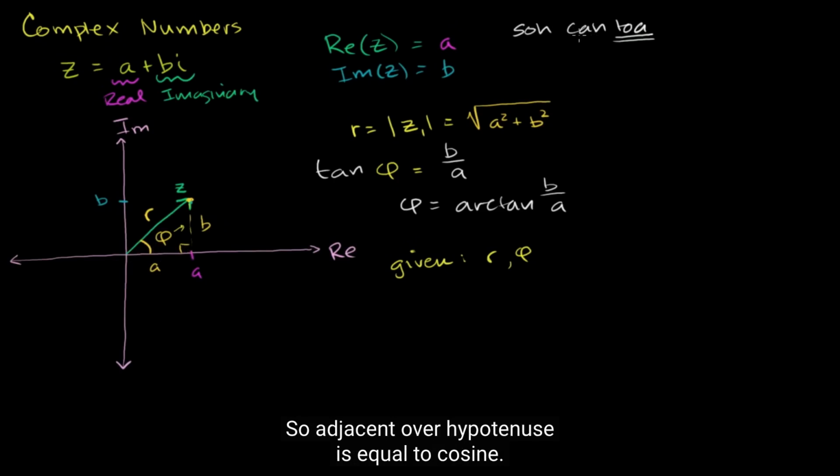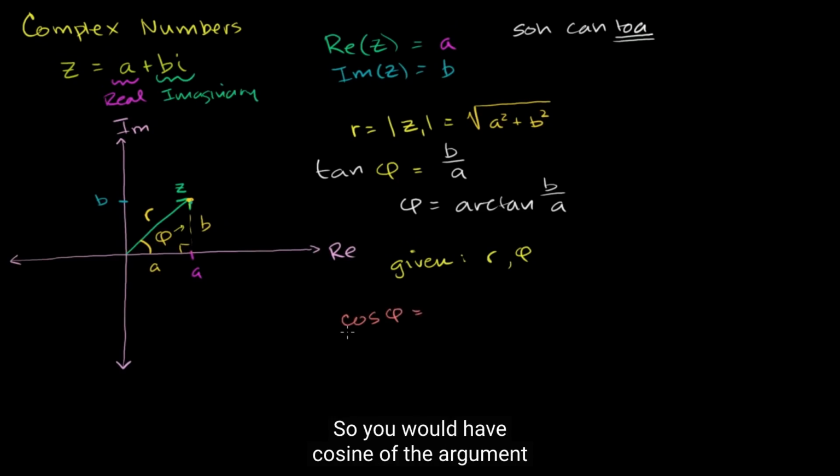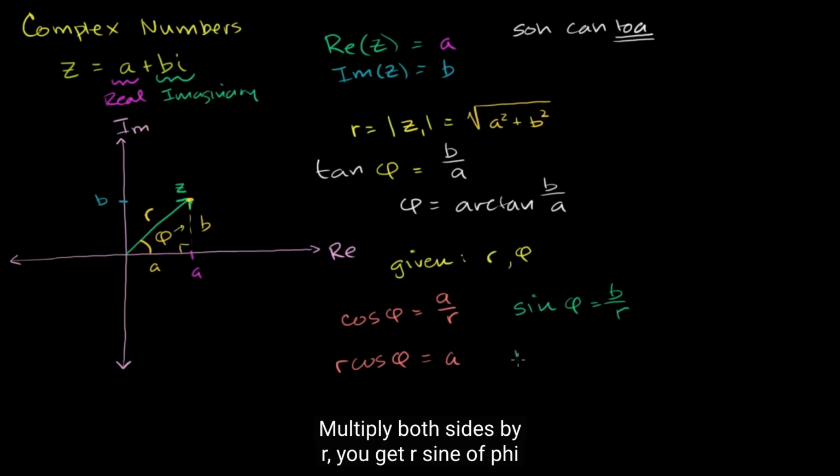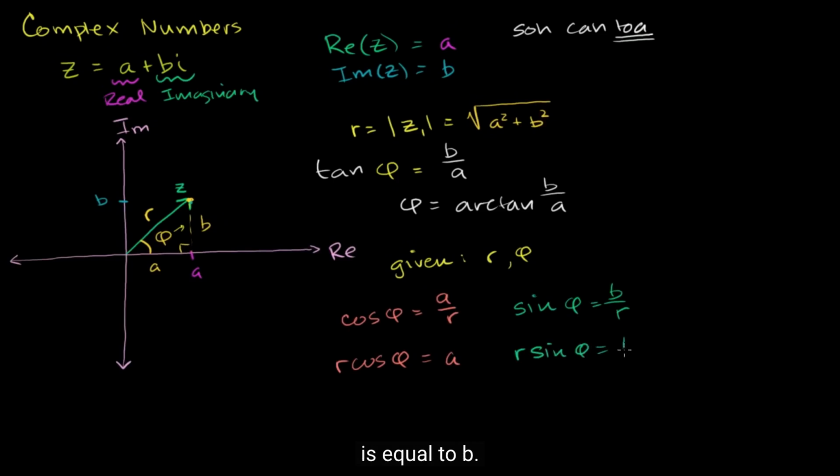So adjacent over hypotenuse is equal to cosine. So you would have cosine of the argument is equal to the adjacent over the hypotenuse, is equal to a over r. Multiply both sides by r. You get r cosine of phi is equal to a. Do something very similar for b. If we use sine, opposite over hypotenuse, sine of the argument is equal to b over r, which is b over the magnitude. Multiply both sides by r. You get r sine of phi is equal to b.